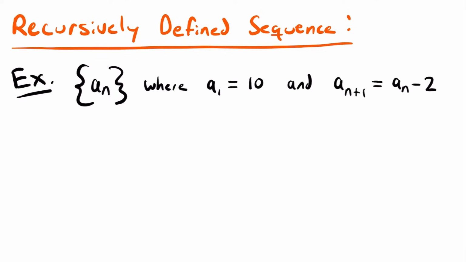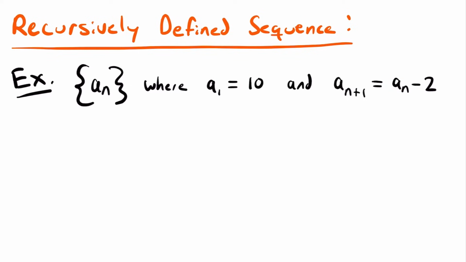Now, sometimes you might encounter a sequence that is defined recursively. And what that means is that the sequence is defined in such a way that the next term of the sequence is going to depend on the previous term. And so if you take a look at this example here, we have the sequence a sub n, where the first term, a sub 1, is equal to 10, and then the term a sub n plus 1 is equal to a sub n minus 2. And so what does this mean? Well, what this is telling us is that the next term in the sequence, a sub n plus 1, the next term after a sub n, will be the previous term, a sub n minus 2.